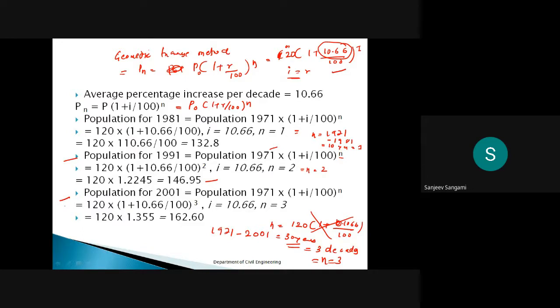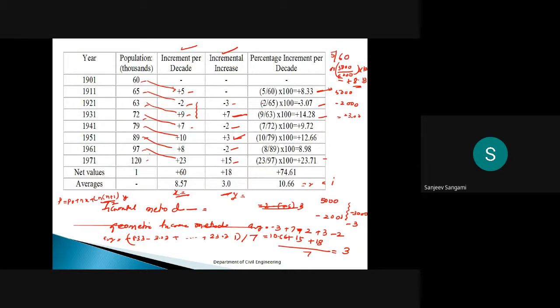So this is with respect to the geometric increase method. Be careful. This is the average we have considered, that is, we have used the arithmetic average here. Sometimes they may tell you to go for the geometric average.